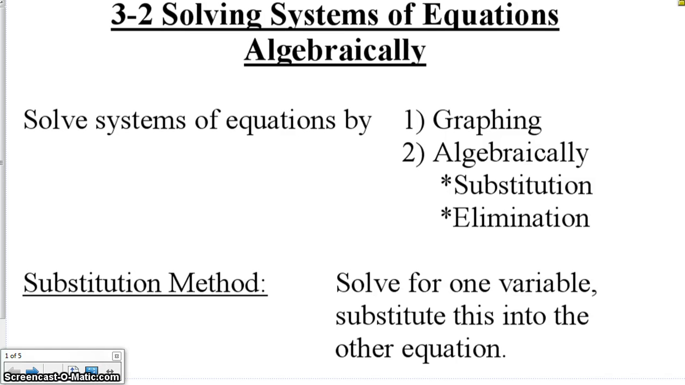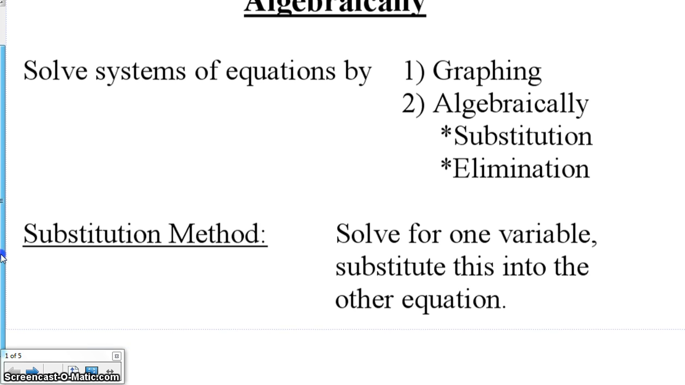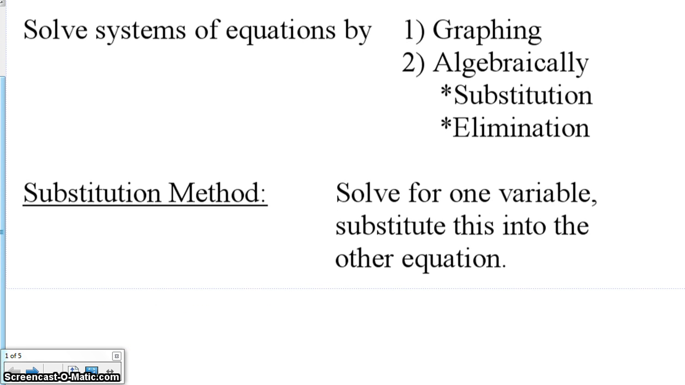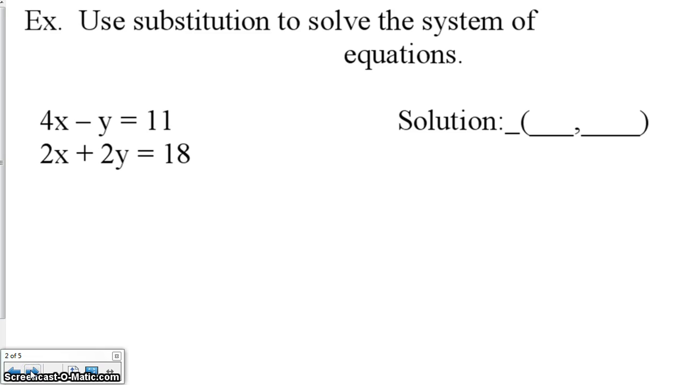Solving systems of equations algebraically. In order to solve systems of equations, we can use one of two methods, either graphing, which we did during the last section, or algebraically, using two methods, either substitution or elimination. The substitution method will solve for one variable. Then we'll substitute this into the other equation to solve for the other variable.